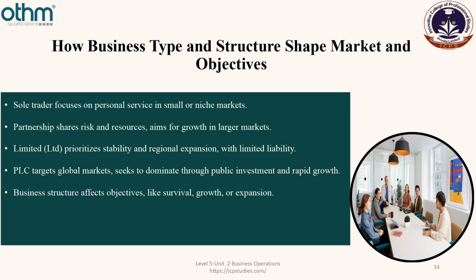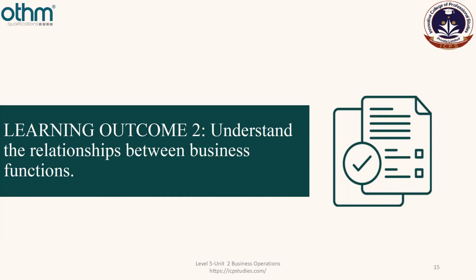So these business structures always affect the objectives like survival, growth, or expansion of the company. The market size always shapes the strategy, from personal connection to mass-scale operations. Then we have the second learning outcome, in which we try to understand the relationship between the business functions.